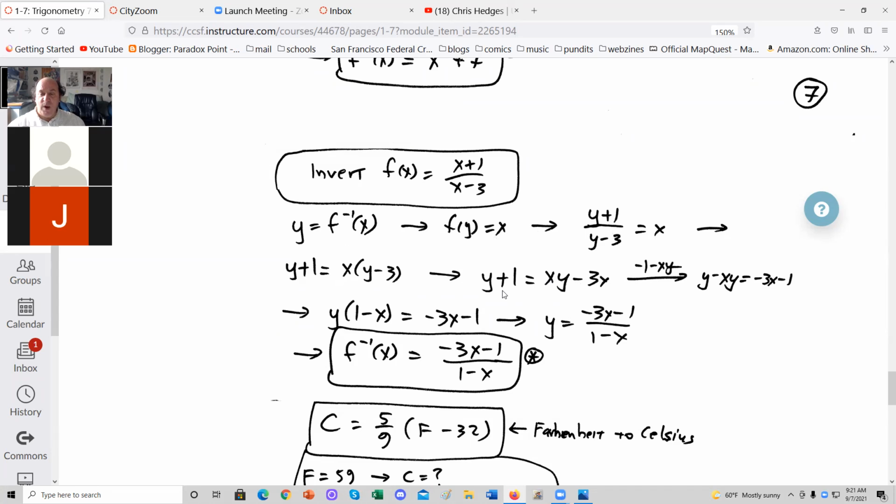And so we'll want to get the y terms on one side and the constant terms on the other. So we'll subtract xy from both sides and subtract 1 from both sides. We'll get y minus xy equals minus 3x minus 1. Now we have these two y's. We condense into a single y by factoring it out. y times 1 minus x equals minus 3x minus 1. After a division, y equals minus 3x minus 1 over 1 minus x. And that is the inverse function.